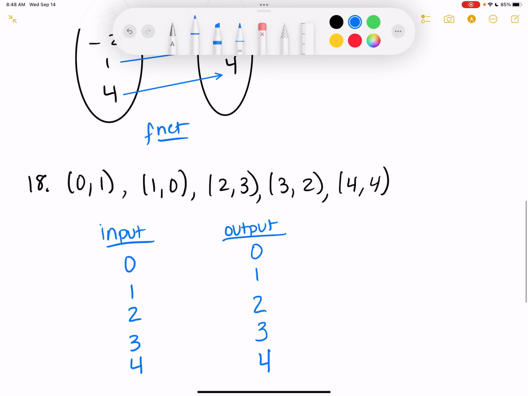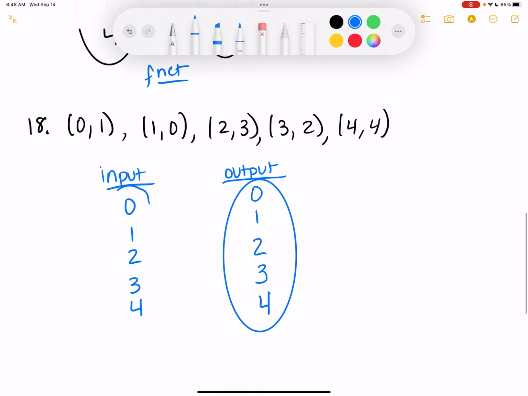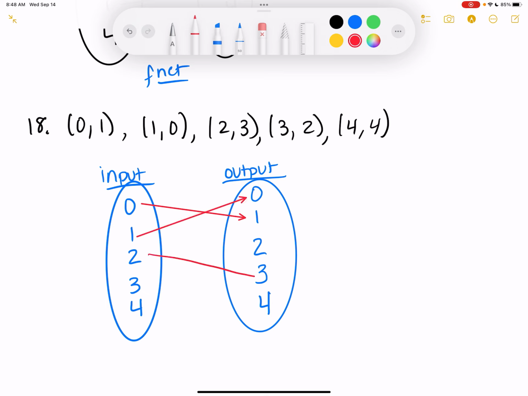Yep. And again, I'm not going to take off if you don't put them in order. It's just nice when I'm grading if they're all in the same order. All right, so 0 matches with 1. 1 goes with 0. 2 goes with 3. 3 goes with 2. And 4 goes with 4. So, is this a function? Yes, because each input only has 1 output.